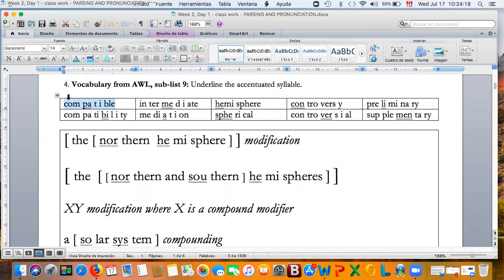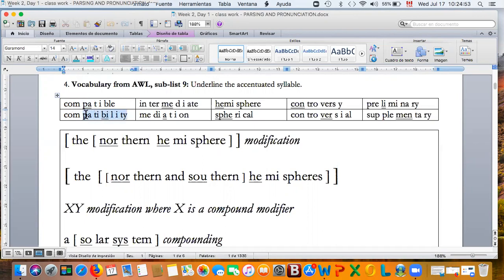The syllable which is accentuated is determined by the suffix that the word happens to bear. So in this case, it's very simple. Between the root and the suffix, you have this connecting vowel. The rule is very simple. Always put the accent on the syllable preceding the connecting vowel. So that gives you compatible.